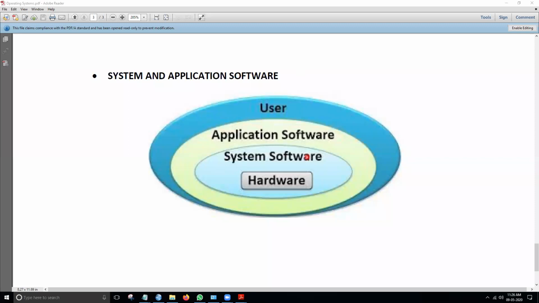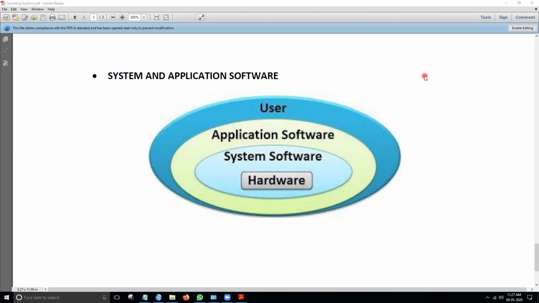The application and the system software. I have talked about system software: it is general purpose software. And what about application software? Application software is specific purpose software. This is general purpose, this is specific purpose, and it is based on the user needs, so it will perform the user specific task. Whereas this one is based on the system specific task.